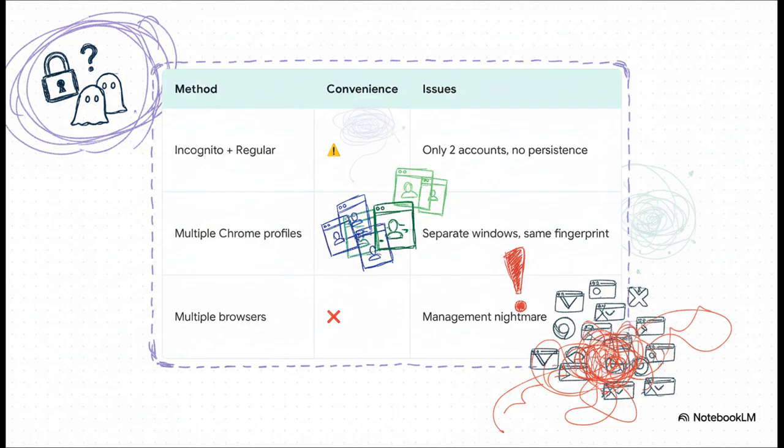Okay, so for years, we've all been relying on these, let's call them awkward workarounds. You know, you try using incognito mode, but that only gives you one extra login and nothing ever gets saved. So you try multiple Chrome profiles, but now you're wrangling a bunch of different windows and it's just clunky. And let's not even talk about using multiple different browsers. That's a straight-up management nightmare. There has to be a better way, right?